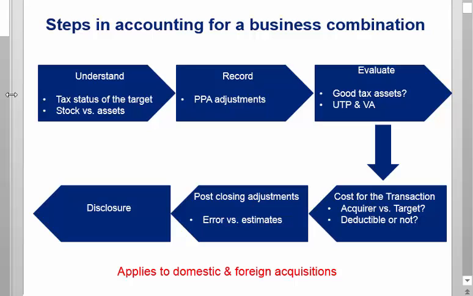Okay, so the way that we're going to think about this is we're going to go in a sequence. Starting in the upper left-hand corner of this slide, the first thing we're going to do is just try to understand the transaction. It's funny how often I'm working with a client that doesn't even understand their own acquisition of a target. And it's very hard to get the accounting right before you understand what you did.